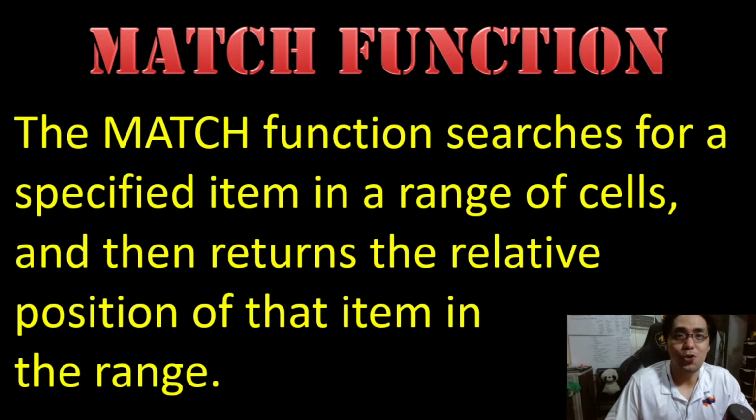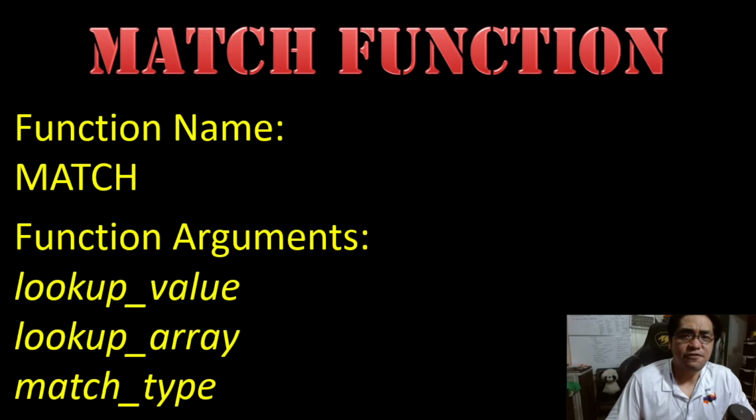From Microsoft Excel's own help document, the match function searches for a specified item in a range of cells and then returns the relative position of that item in the range. For the match function, the function name is match, and for your function arguments, you have your lookup value, your lookup array, and then your match type.